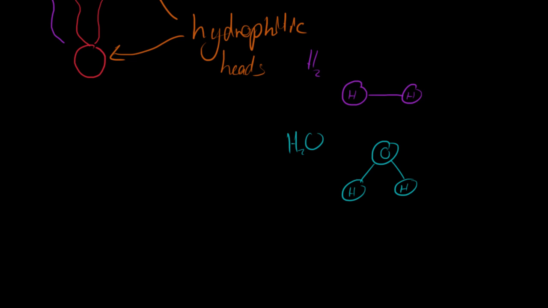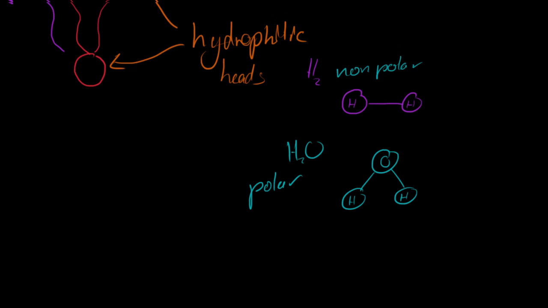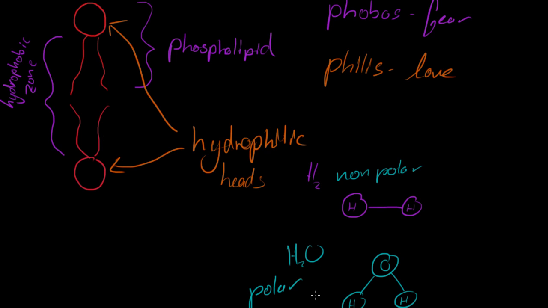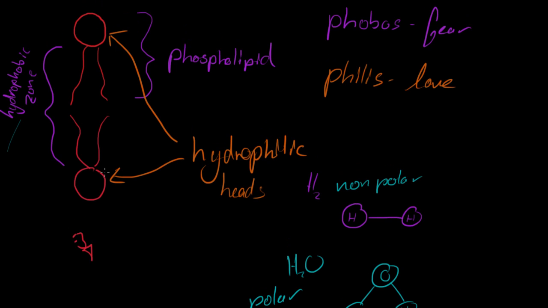So one of these is polar and one of these is not polar. I'm just going to give you the answer: water's polar, hydrogen is non-polar. So this phospholipid bilayer doesn't really interact well with polar molecules, but it interacts really easily with nonpolar molecules. So nonpolar molecules like hydrogen are able to diffuse through this plasma membrane really easily by going down their concentration gradient.